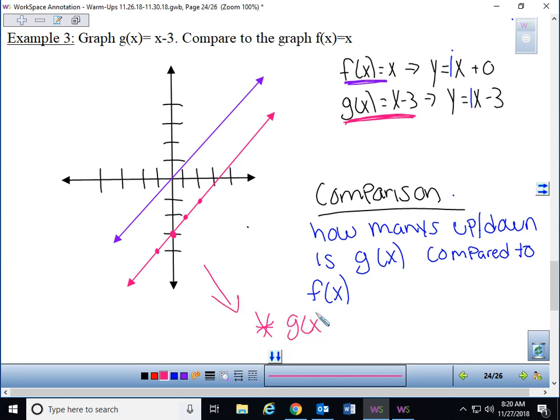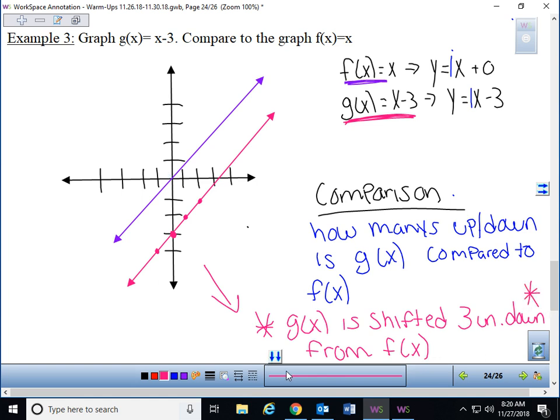So the comparison, so the actual answer here, in addition to your graph, is g of x is, let's say, shifted 3 units down from f of x. I am looking for a sentence here, please.